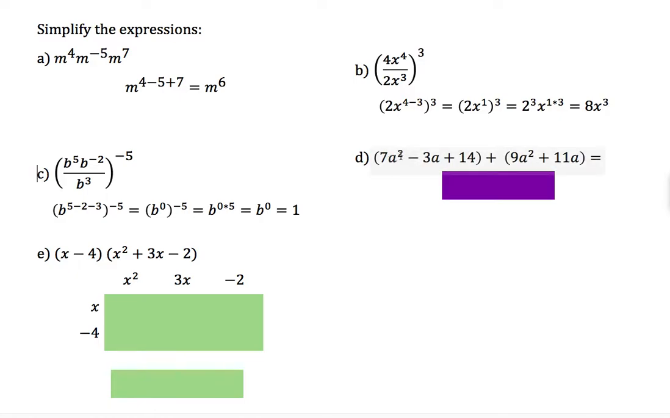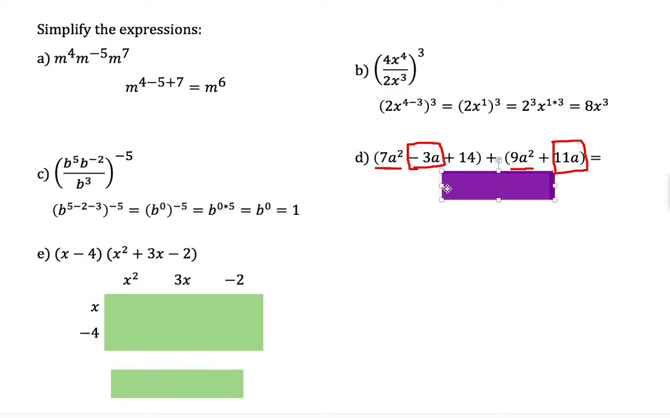And if you'll remember, like terms have the same variable and the same exponent. So this 7a squared and this 9a squared, those are like terms because they both have the variable a and the squared. And then this negative 3a is like terms with the positive 11a. Notice that it doesn't matter what your number is, the coefficients. We don't care about the coefficients. In order to be a like term, you have to have the same variable and the same exponent. And then this positive 14 here, that's just going to be left on its own at the very end.